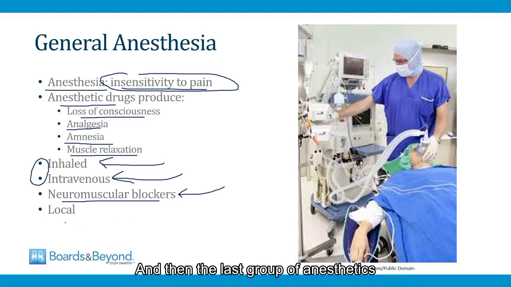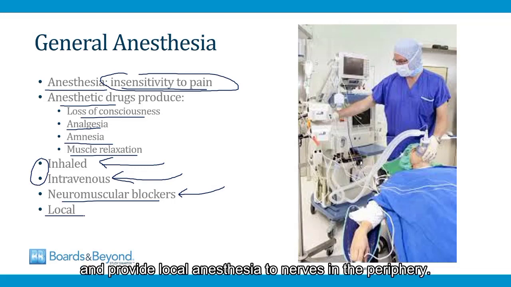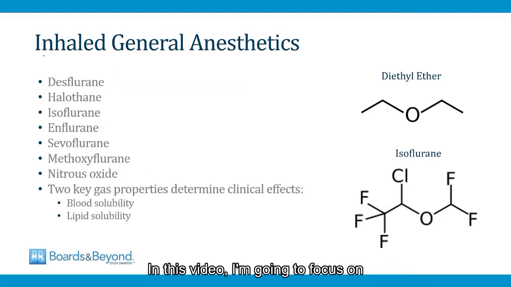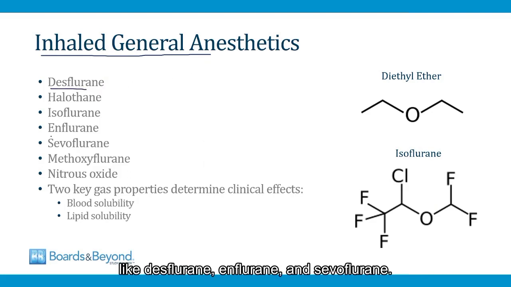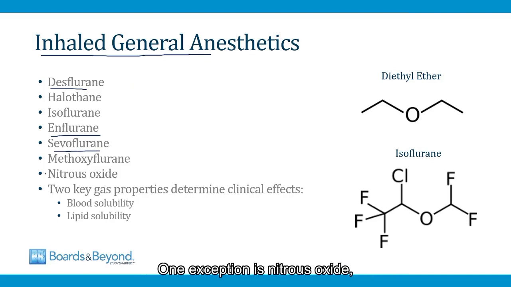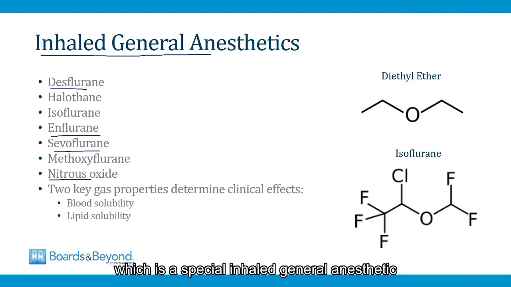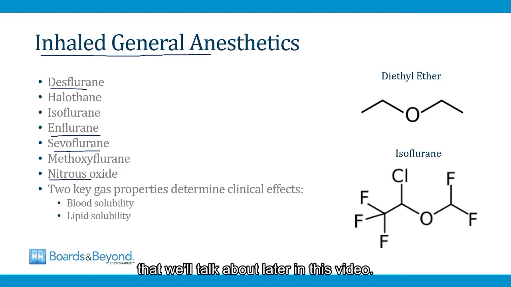And then the last group of anesthetics are local anesthetics. These are drugs like lidocaine that can be injected to numb the skin and provide local anesthesia to nerves in the periphery. In this video, I'm going to focus on the inhaled general anesthetics. And drugs that are inhaled anesthetics usually end in "ane," like desflurane, enflurane, or sevoflurane. One exception is nitrous oxide, which is a special inhaled general anesthetic that we'll talk about later in this video.